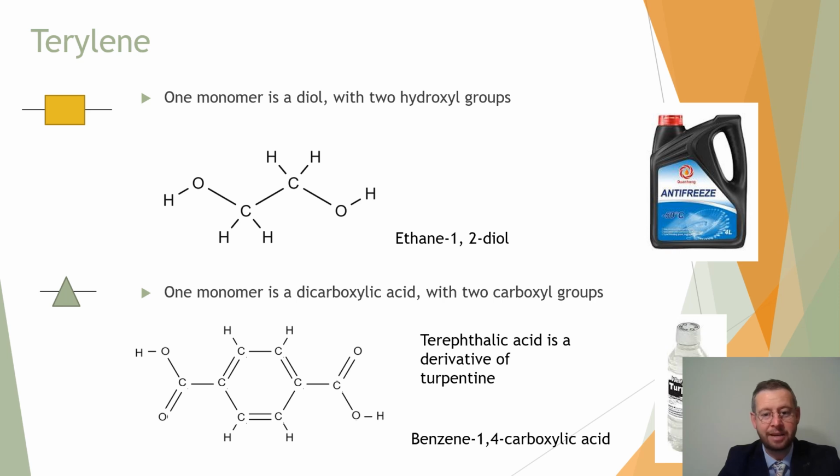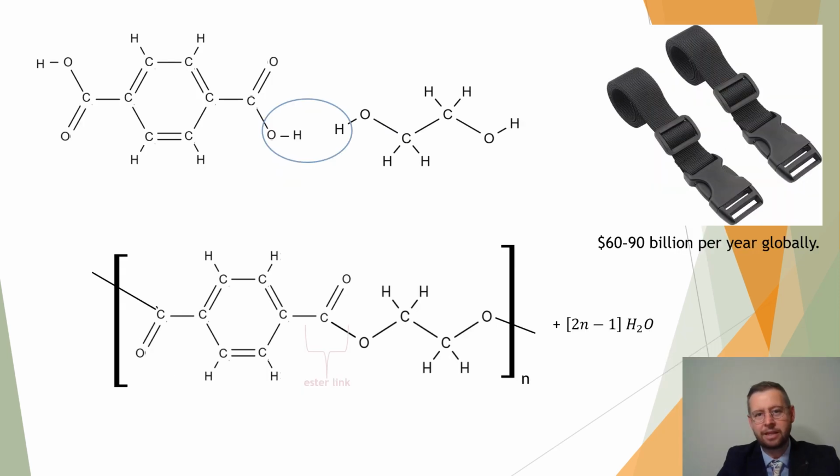And obviously, terephthalic acid means it's a derivative of terps. So what happens when we get this terps derivative and this antifreeze and we put them together? Then what we find is the hydrogen of the OH group of the antifreeze basically will run away with the OH on the carboxylic acid group of the terps derivative. And so water gets liberated and is released.